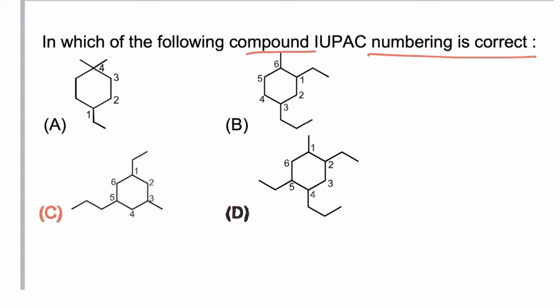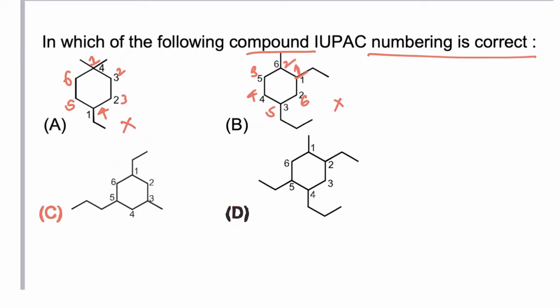Now, if we take option 1 in this question, the numbering is not correct, because according to the lowest set of locants rule, we have another choice. First, numbering is done from this carbon to that carbon, from which two methyl groups are attached. So the multiple bond is present at the first position. In option B, one side chain is present at the second position and one side chain is present at the third position. According to the set of locants, we are getting 1, 1, 6, which is not correct, and 1, 2, 3.